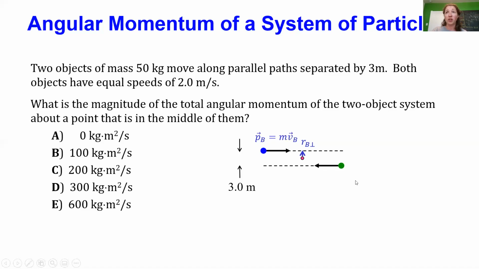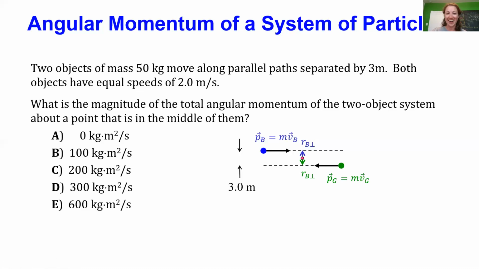So now we want to also figure out the angular momentum of the green particle, which has the same mass and speed, but it's moving in the opposite direction. So I can still get the same magnitude for its momentum. It's just going to be directed to the left instead of to the right. And then for our r perpendicular, that also has the same magnitude. It's 1.5 meters.